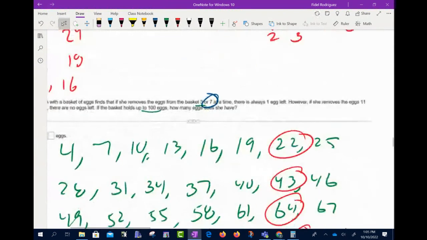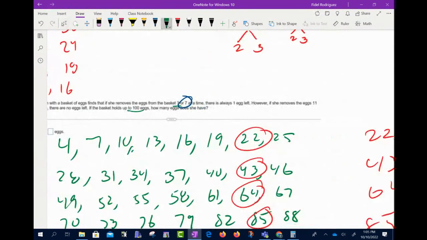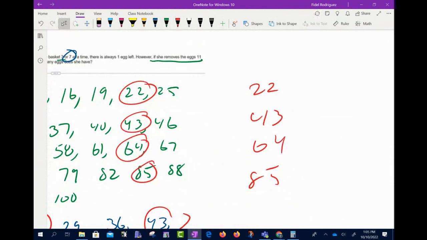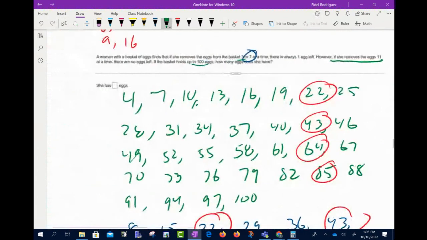Now, the last part says, if she removes eggs at 11 at a time, there's none left. Which one of those numbers is divisible by 11? That's how many eggs she has, right? So we're going to say she has 22 eggs, right? And that's how we did that problem, okay?